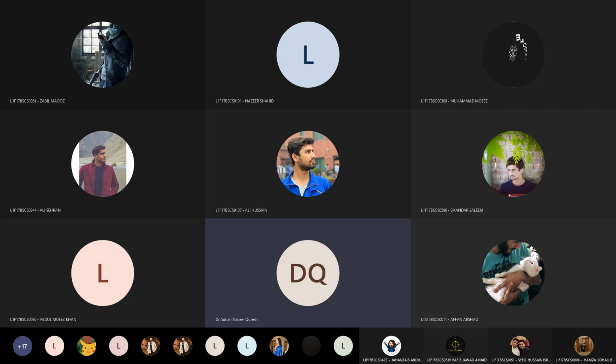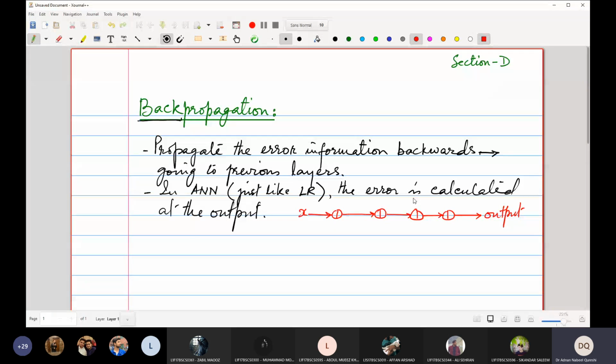It's understood. Some names will be given: hidden 1, 2, 3, 4, whatever. But the point is, it is only at the output where we can have comparison with the target. So output versus target, or the expert's annotation, this will give us the error. You are all familiar with this. I need not repeat it again and again.